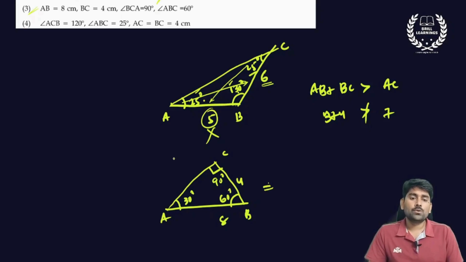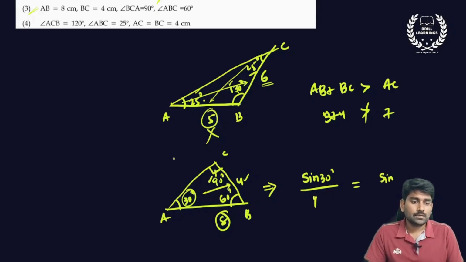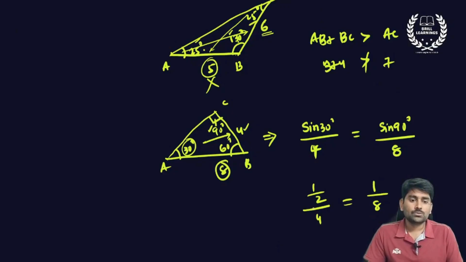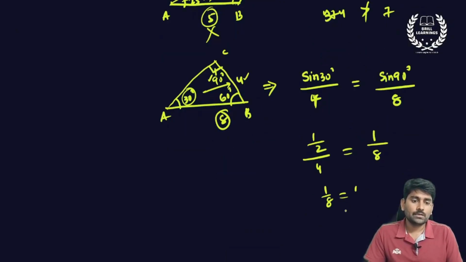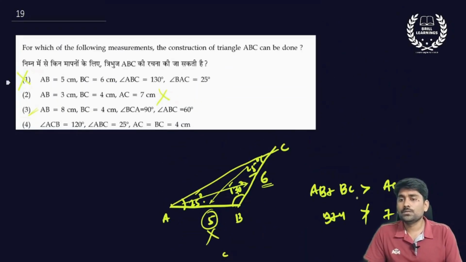BC is 4. Now apply the sine rule here. Where will you apply it? I know this value, this angle and this value, so I have to apply it here. Sine 30 degrees by the opposite side, which is 4, is equal to sine 90 degrees by the opposite side, which is 8. So sin 30 is 1 by 2, divided by 4, is equal to sin 90, which is 1, by 8. If I solve this, I will get 1 by 8 is equal to 1 by 8. So this is the right answer. The third one is the right answer.